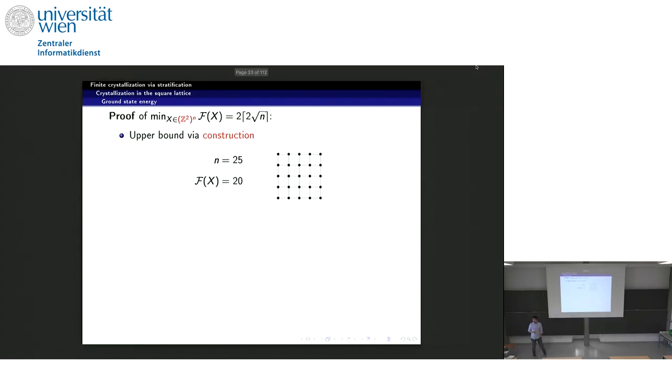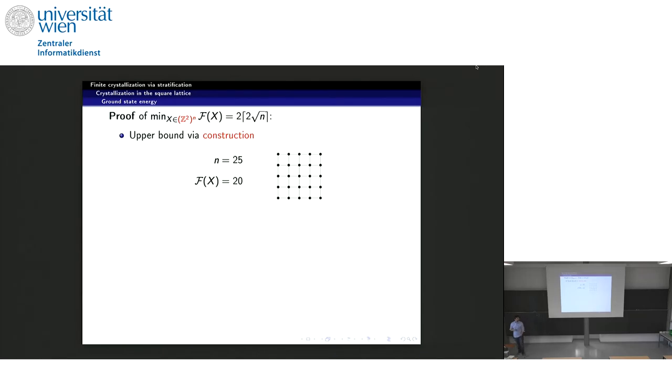So let's start with the upper bound. Let me start with some number of atoms. I took 25, which are arranged in a square. And the corresponding surface energy is 20. This comes from the fact that I have 20 missing surface bonds: 5 on top, 5 on the bottom, 5 left, 5 right.